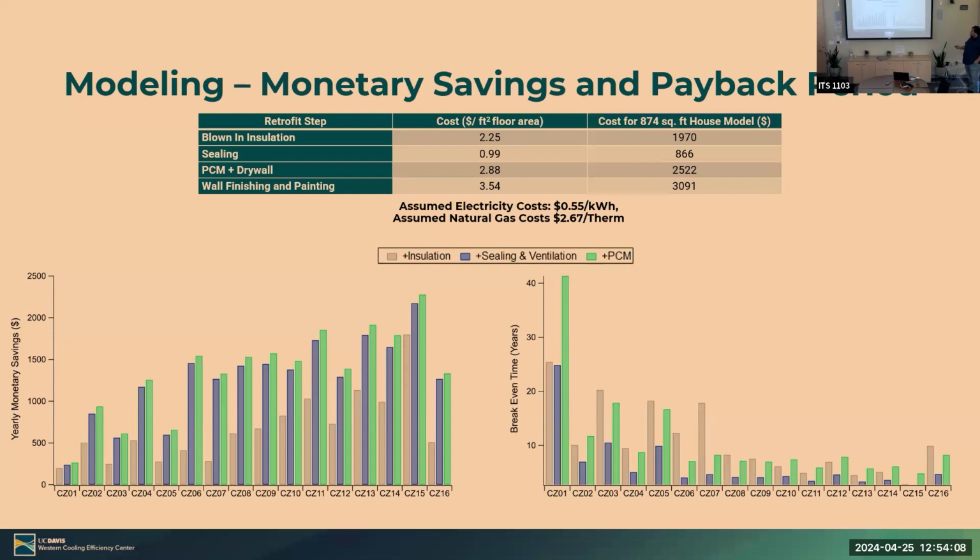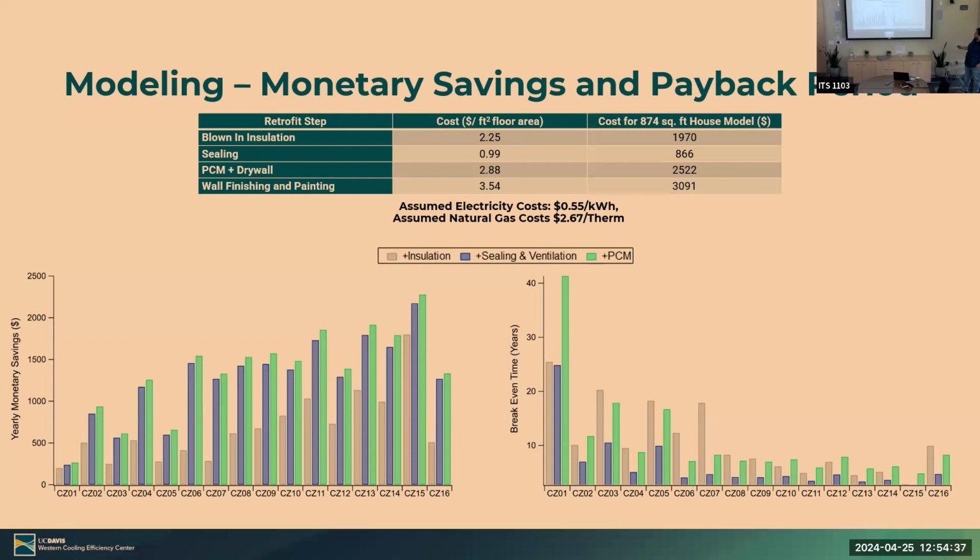So obviously adding insulation is good, but when you add ventilation and ceiling, your break-even time actually decreases for a retrofit. But adding PCM increases your break-even time. So it's not as worth it, but oftentimes the payback period for everything is below 10 years. But I guess the question is, how much efficiency do you really want to squeeze out of your envelope, and what's really worth it at a certain point?